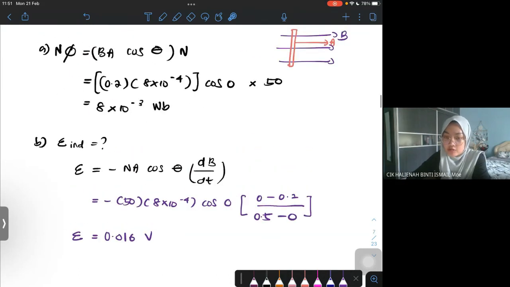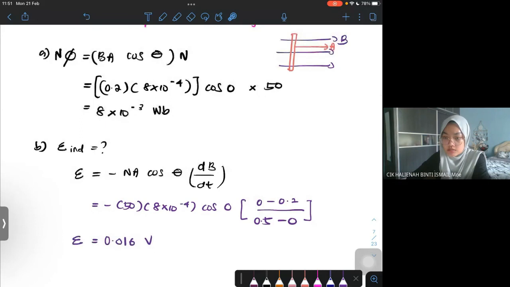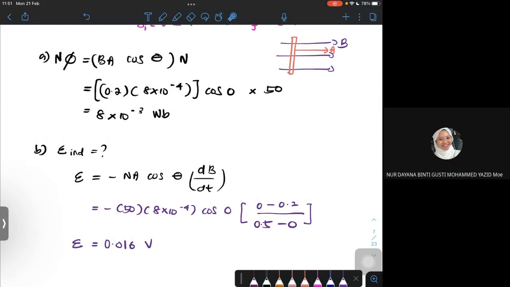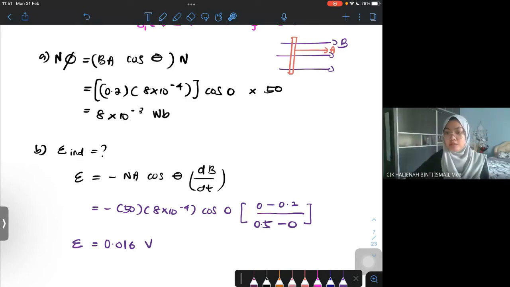Okay, so far clear? Clear, Miss. Okay, if clear, make sure you understand the process of how to produce induced EMF, because in the next class I will ask someone to explain again. So if you say clear, then next class I will ask someone. So far we only cover until coil, and the first example only. Next class, I will cover the conductor and the rotating coil.